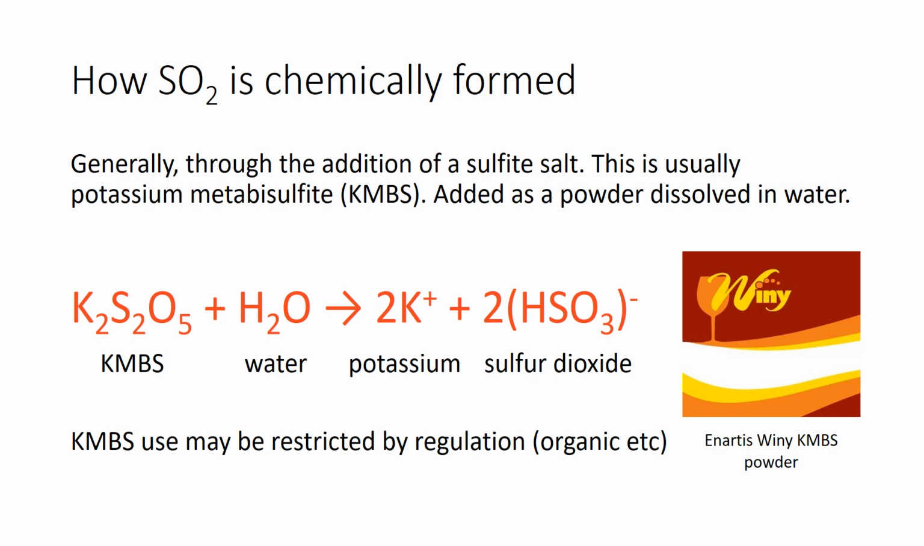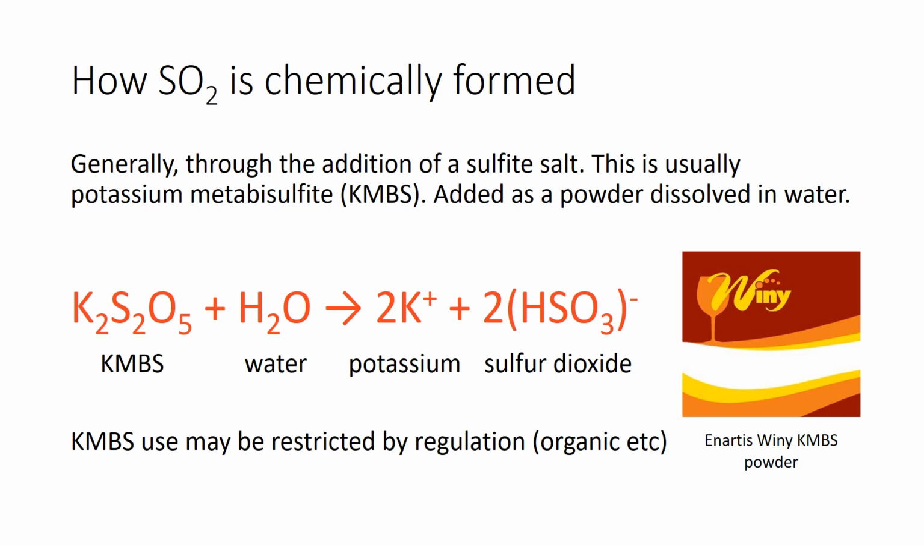Usually this is through the addition of a sulfite salt into our wine. And this is usually potassium metabisulfite, or KMBS, and it's added as a powder dissolved in water, and then we can dose that into our juice or wine at different stages.